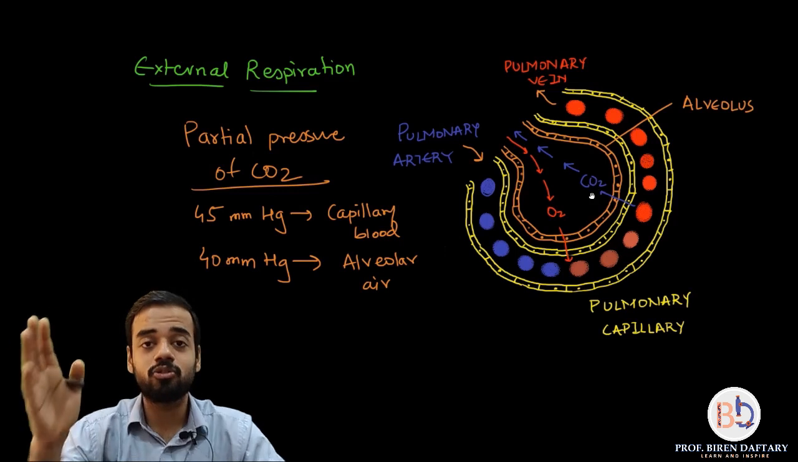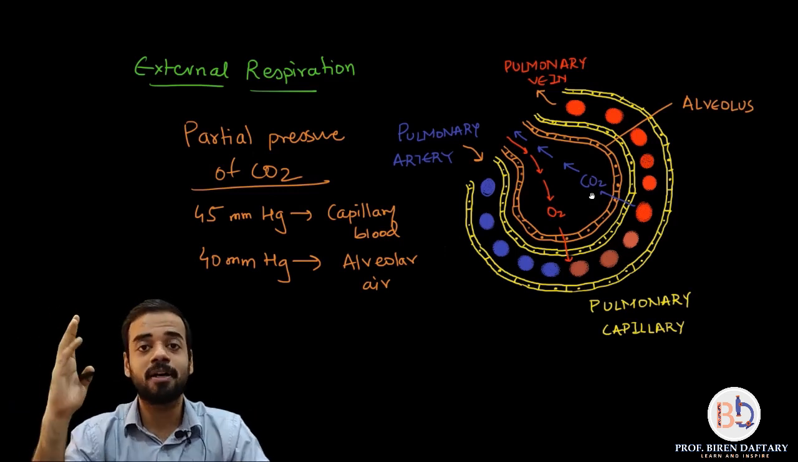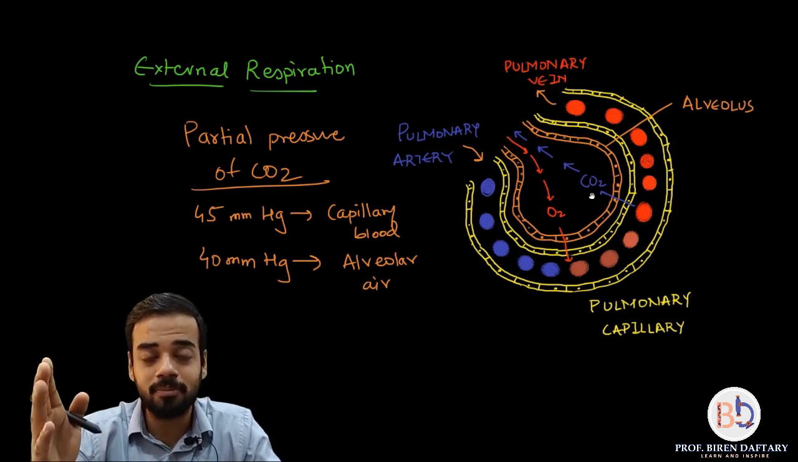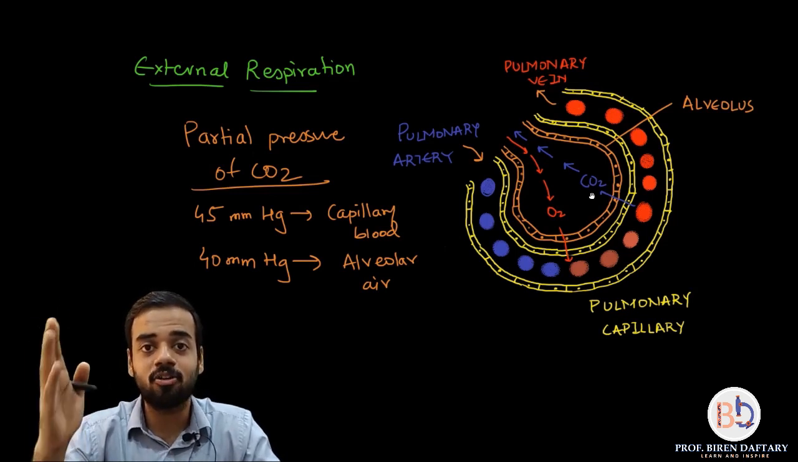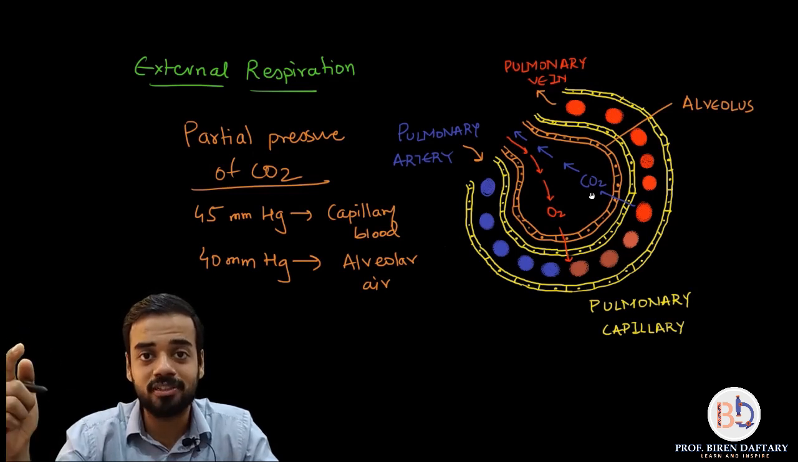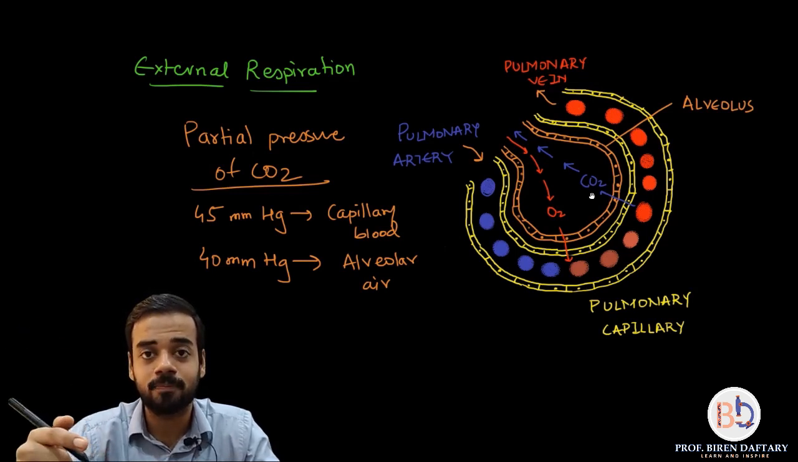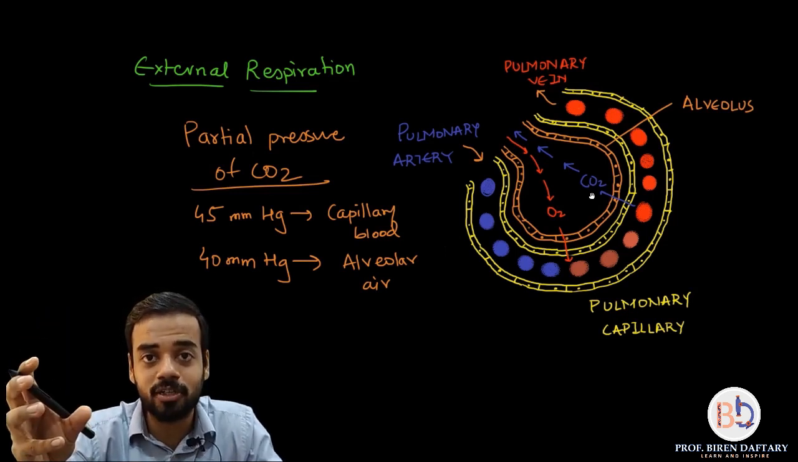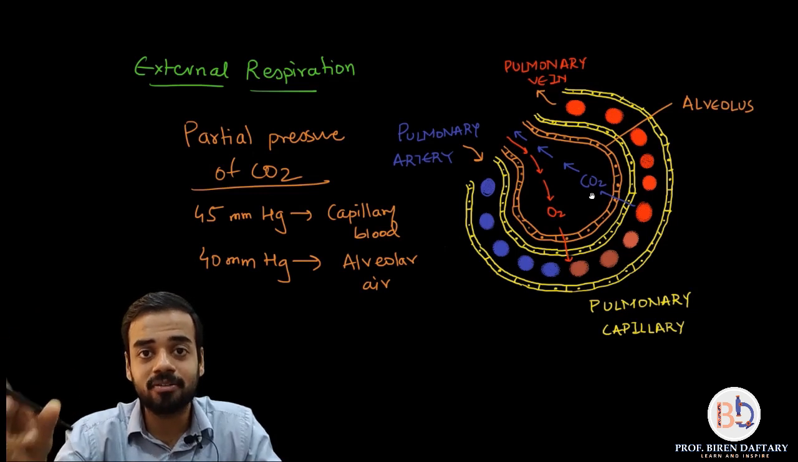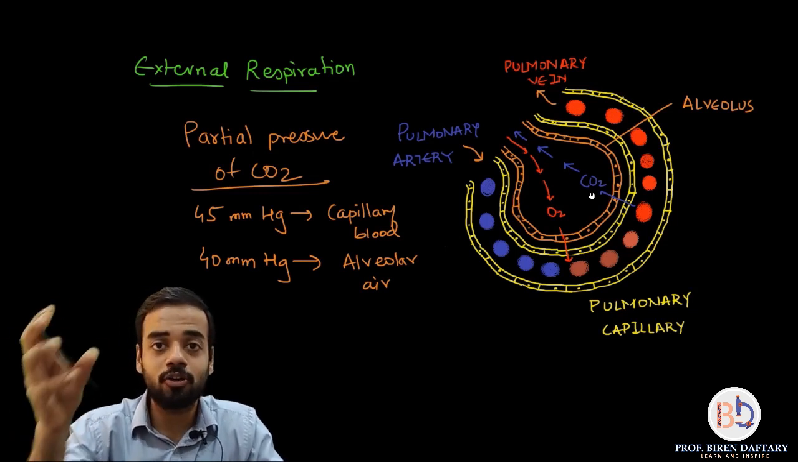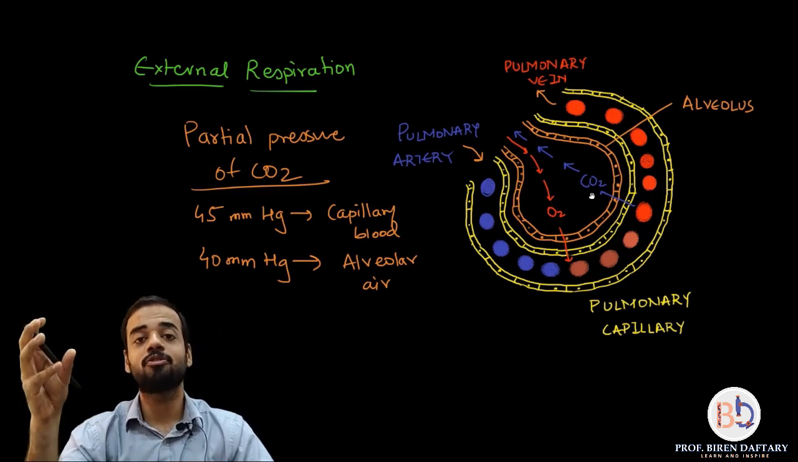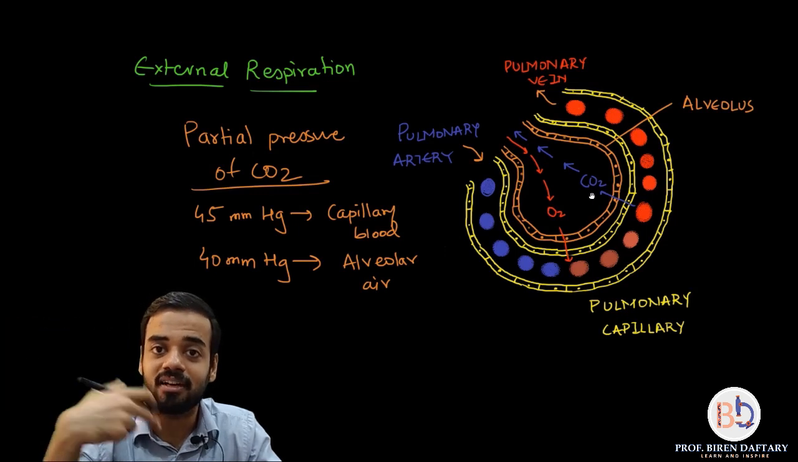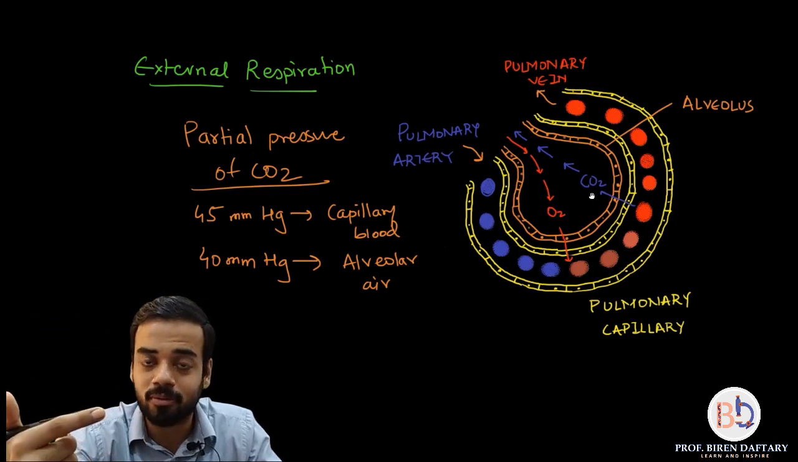Is this clear? So you have to remember these values. Remember the partial pressures of oxygen. Alveolar oxygen has pressure 104 millimeters of mercury. Capillary oxygen has 40 millimeters. So oxygen goes from alveolus to blood capillaries. Alveolar carbon dioxide has 40 millimeters of mercury pressure. Capillary carbon dioxide has 45. So 45 to 40 will be the transfer. So carbon dioxide goes from capillary blood to alveolus. So now is this clear why oxygen is taken in the blood and carbon dioxide is removed from the blood?